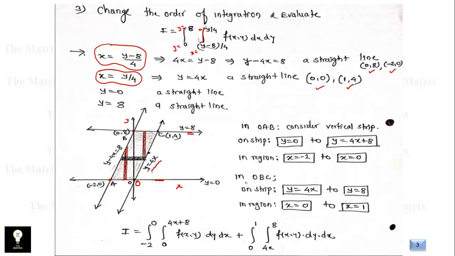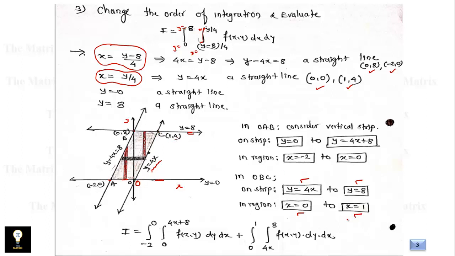Now in region OBC, we can see that the strip is starting from this straight line where y is equal to 4x, the lower limit of y, and the strip is ending on the line y equals 8, the upper limit of y. In that triangle, we have the x limits from leftmost point to rightmost point. The leftmost point is the y-axis where x is 0, and that triangle is ending on point C. At C, the value of x is 1, the upper limit of x.